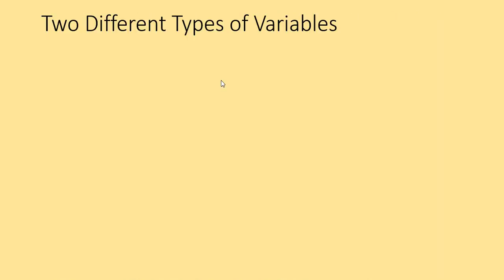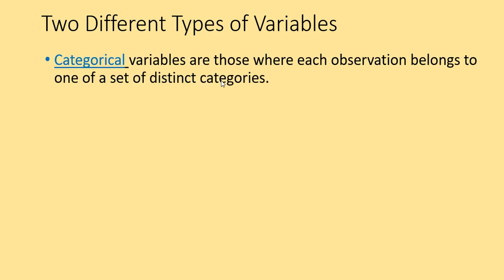Okay, so we're going to discuss two different types of variable. One is categorical. Categorical variables are where each observation belongs to one set of distinct categories. For example, it could be gender, could be yes or no responses. For example, do you drive to school, or do you walk to school, or do you get a ride? There will be more categories there, but generally we have a set of distinct categories.